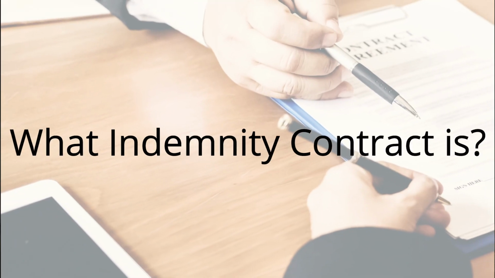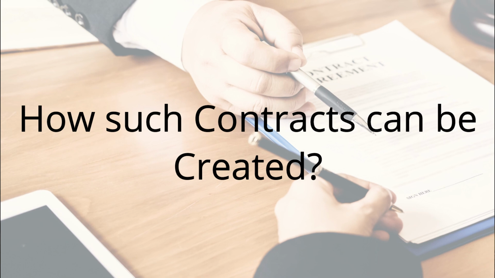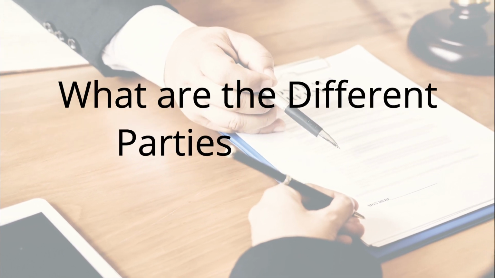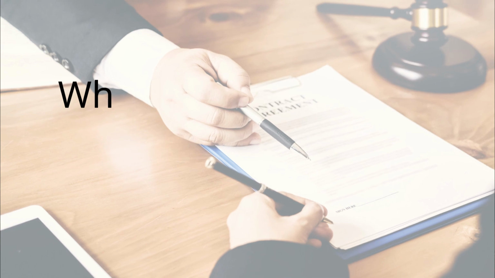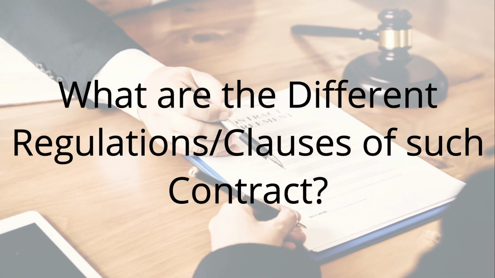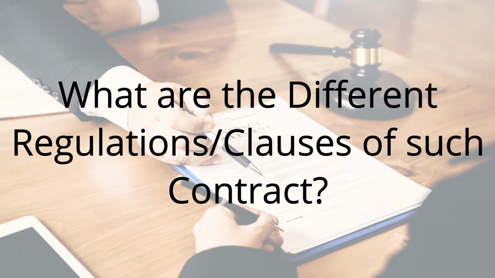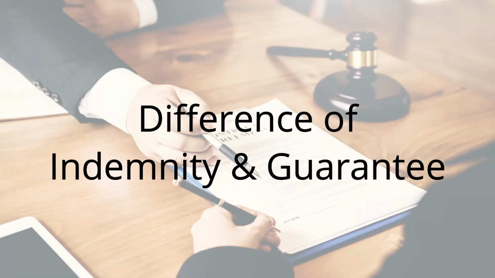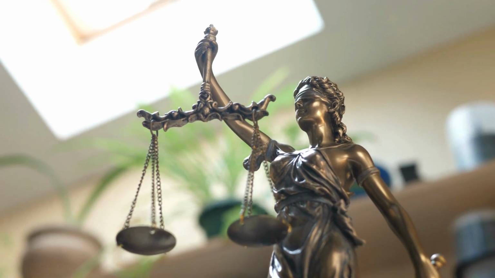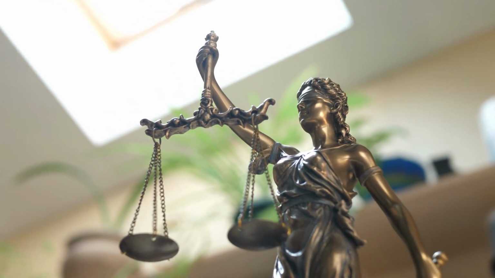The first section would be dealing with indemnity. I would be discussing what an indemnity contract is, how such contracts can be created, what the different parties to these contracts are, and what the different regulations and clauses of such contracts are. Another part of this session would talk about the contract of guarantee. In a similar manner, I would finish up my session with the difference between indemnity and guarantee. So keep learning, and let us start the session.